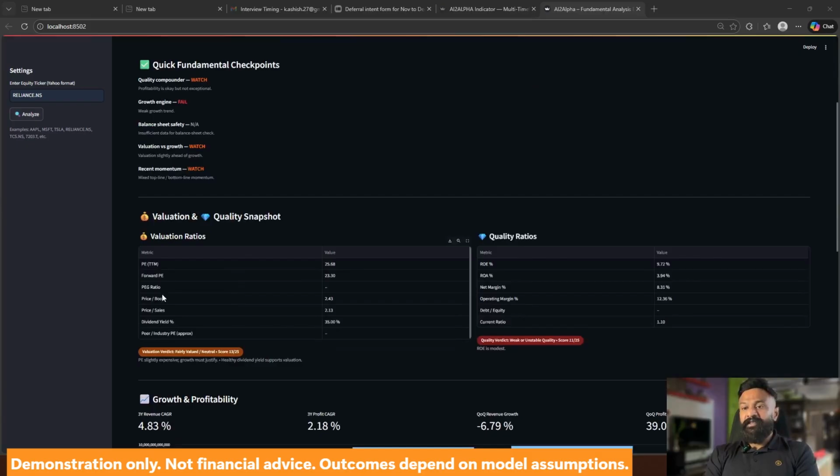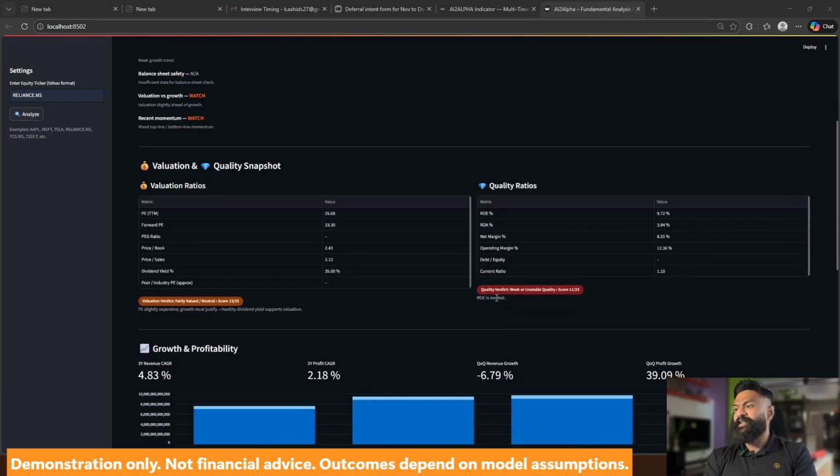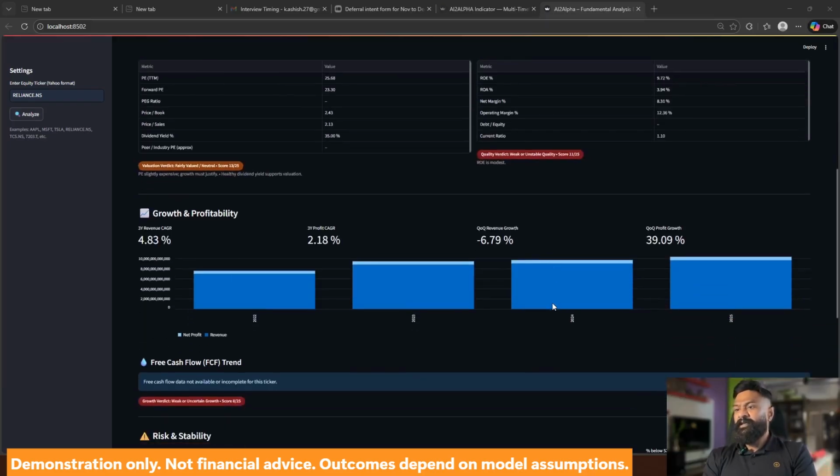With valuation, what is the PE valuation? You can see the value here, the price to book ratio, the price to sales ratio. On quality, there are certain ratios, the net margin, operating margin, and you also see the verdict on whether the quality of this particular stock is good or bad. For growth and profitability, from 2022 onwards you can see what the revenue and the profit are here.